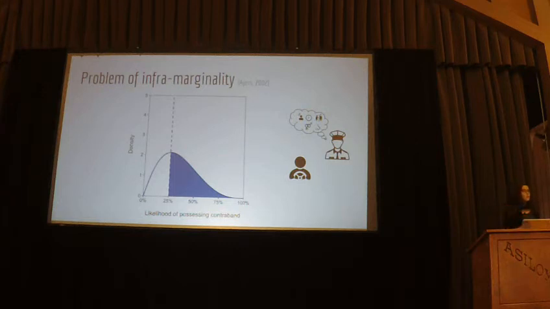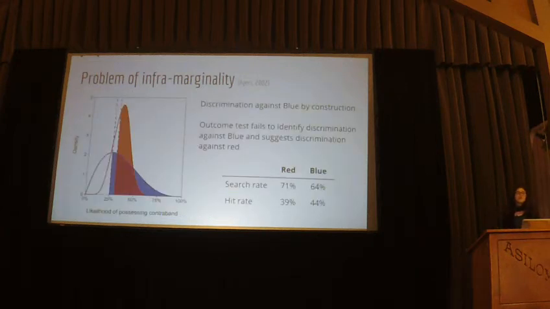And as more and more drivers are stopped, we can build distributions over the risk or likelihood of possessing contraband of each race group. And we would imagine and hope that any drivers above a certain level of suspicion would all be searched, right? So anybody above the search threshold would get searched. And now to see how this can fail, let's take an example with 2 race groups, red and blue. So here discrimination is occurring against blue drivers by construction because blue drivers are subject to a lower threshold than red. So a blue driver with a 25% likelihood of having contraband would not have been searched had they been red.